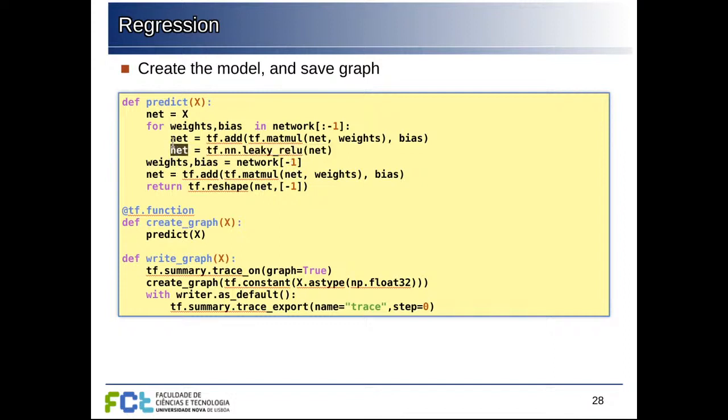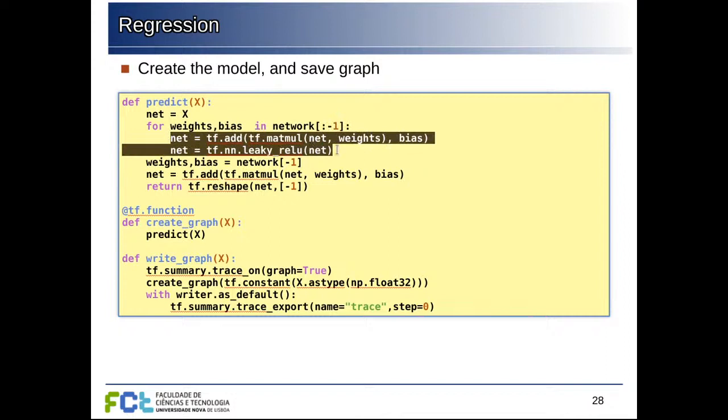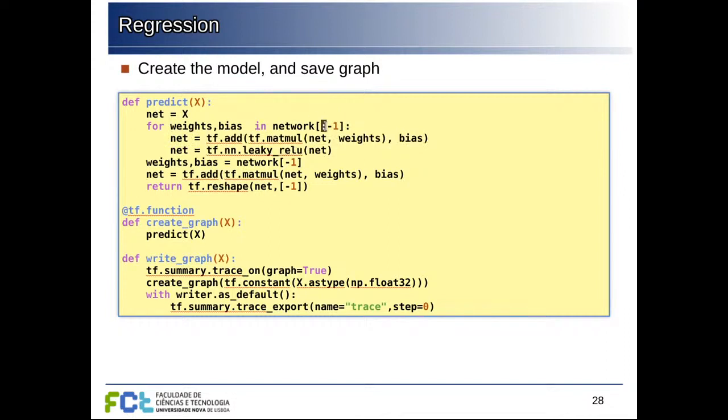And now we are going to replace this net. So this net began by pointing at the input array, but now it's pointing at the output of the first layer. So that when we go to the second layer, we are now multiplying the output of the first layer by the weights of the second layer and so on, and applying the leaky ReLU activation. And we move on until we reach the one before the last layer, not the last layer, because the last layer is different.